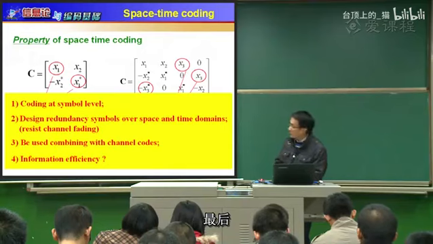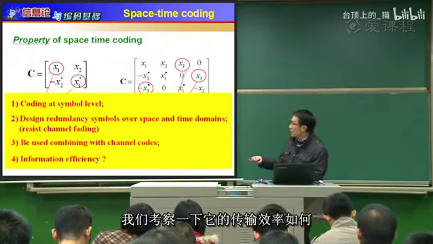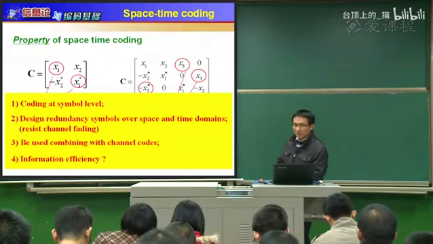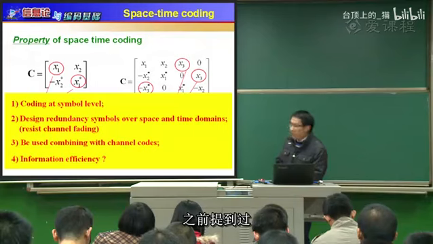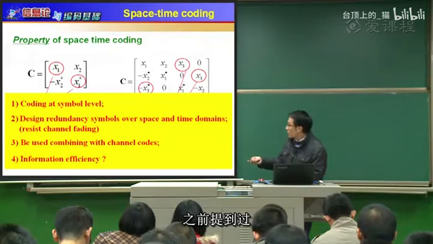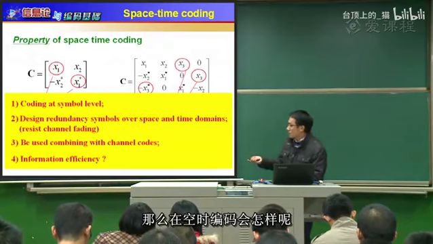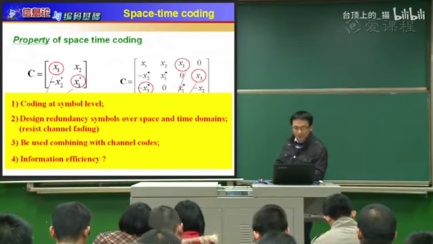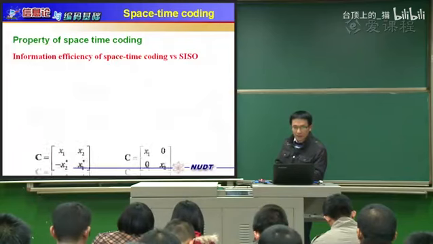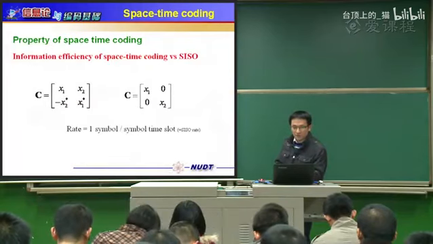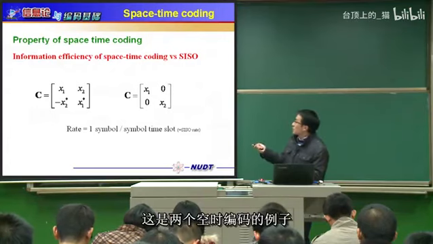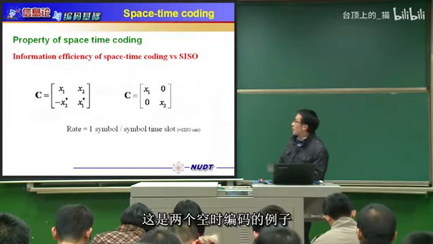And the last one, how about information efficiency? We have mentioned before, the information efficiency will be reduced for channel coding. And how about for space-time coding? Let us see some examples. These two space-time codes, the first one and second one.